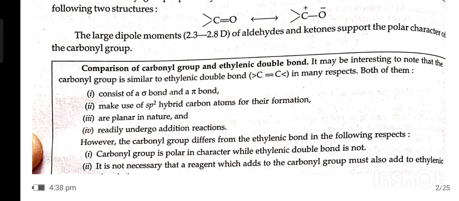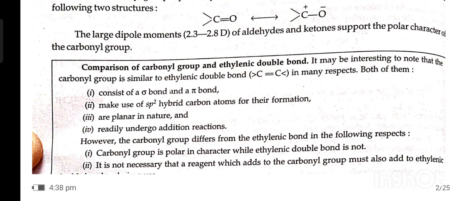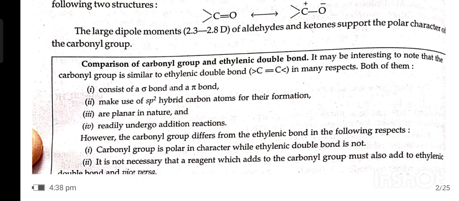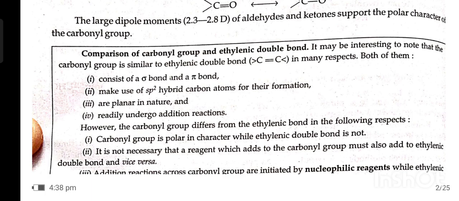Comparison of a carbonyl group and an ethylenic double bond. It may be interesting to note that the carbonyl group is similar to the ethylenic double bond in many respects. First, both of them consist of a sigma bond and a pi bond. Second, they make use of sp2 hybridized carbon atoms for their formation. Third, they are planar in nature. And fourth, they readily undergo addition reactions.